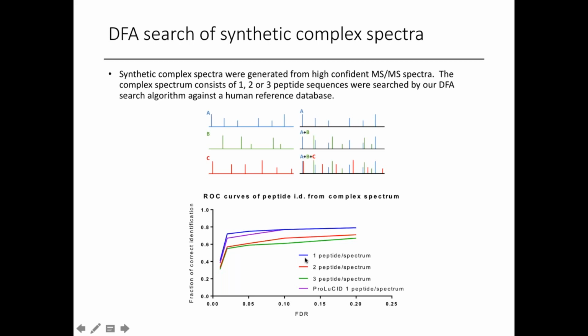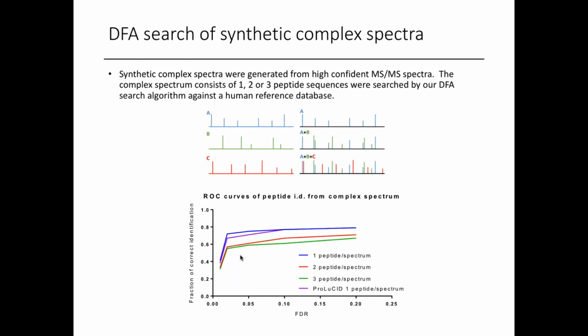And what we showed here is that our DFA search algorithm can do a similar job as ProLuCID with a similar ROC curve. However, when there are 2 peptides or 3 peptides per spectrum, then ProLuCID doesn't work, and our DFA search algorithm still works with a lower ROC curve. I mean, this obviously needs some improvement, but at least for now, this works and can decomplex a complex spectrum.